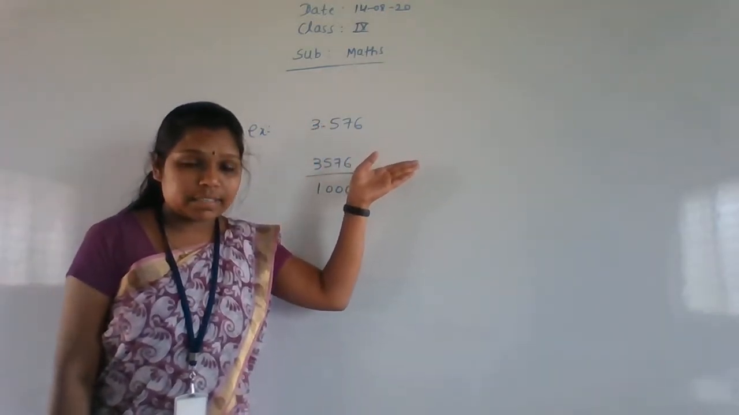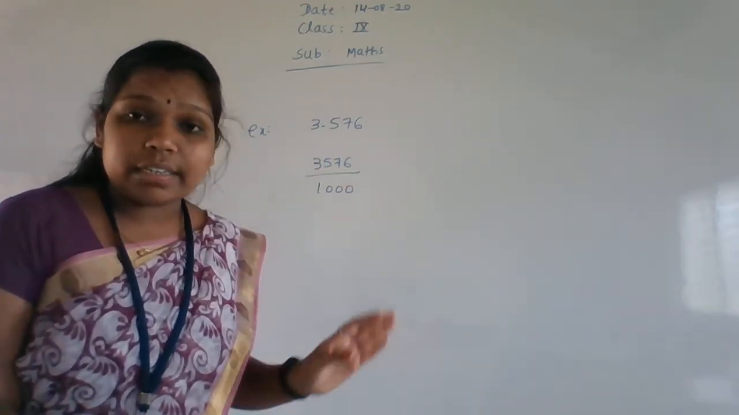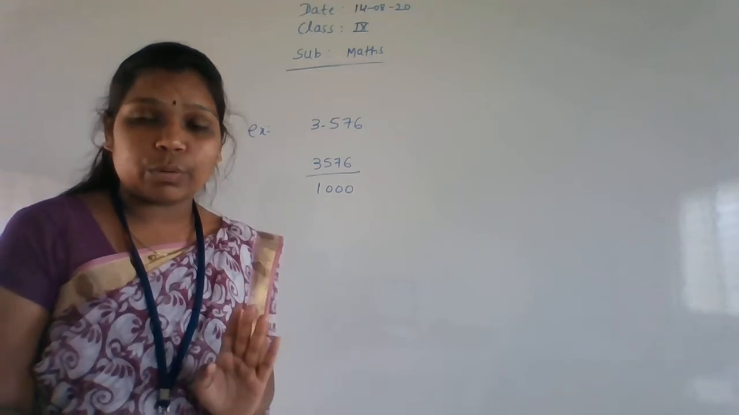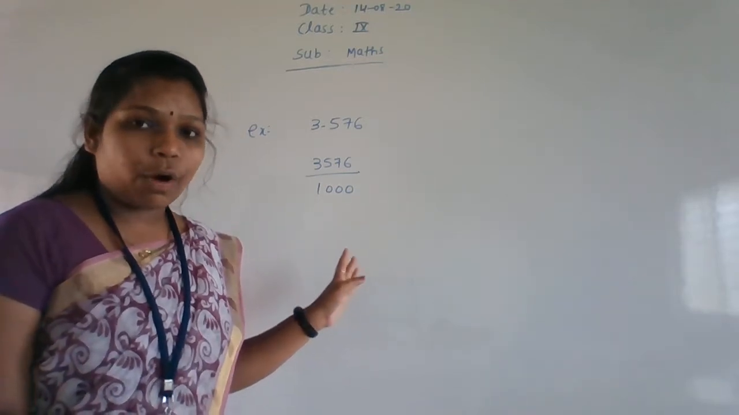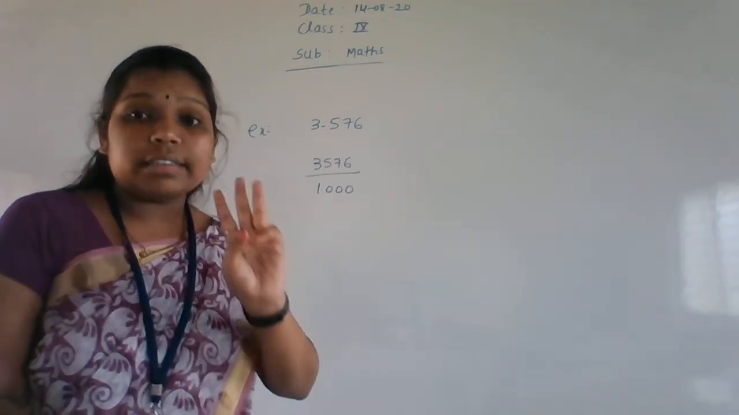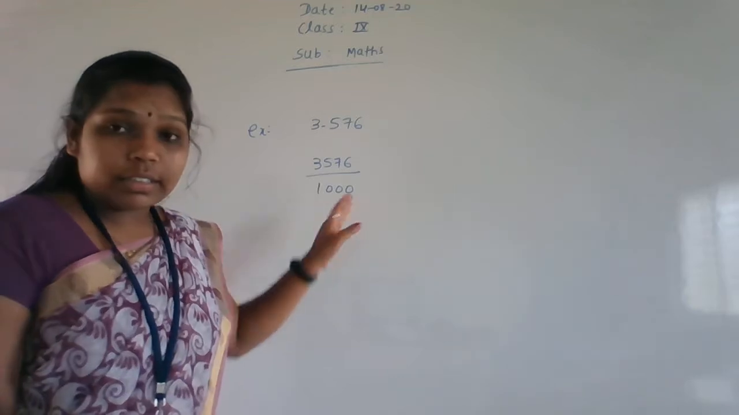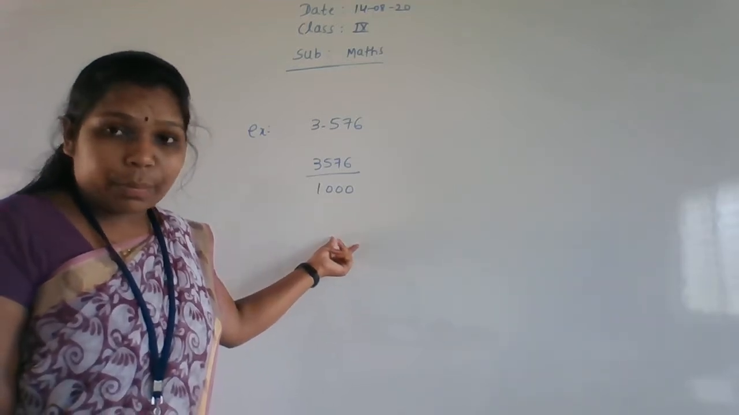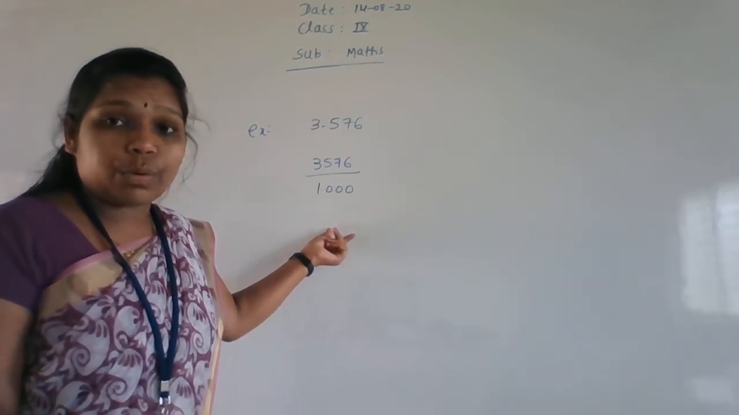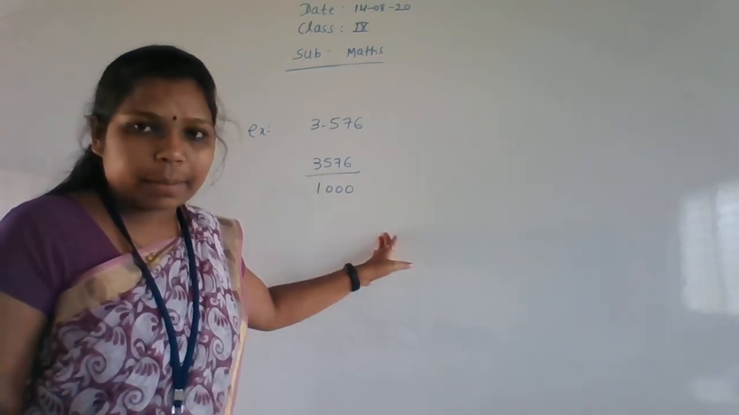So here 3.576 is a number. This is called a decimal number, and we are going to write it in the form of P by Q. So I am writing the P by Q form. How many numbers are there after the decimal point? Here 3 numbers are there after the decimal point. So we have to put 3 zeros in the denominator. That is the 1,000 value. Okay. So this way, I hope everyone knows this method.